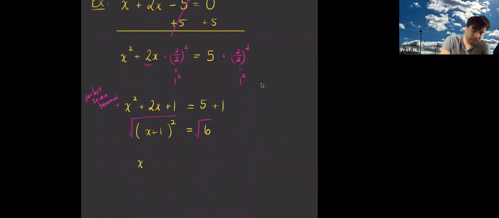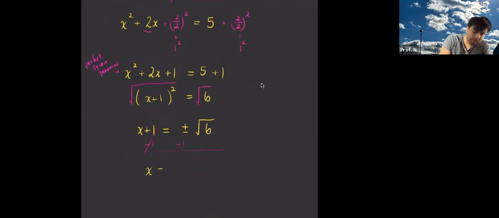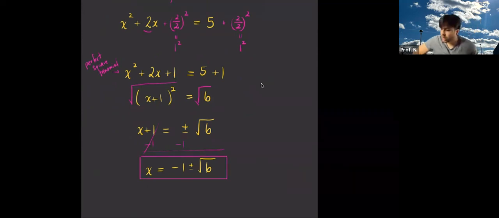From here, we take the square root on both sides, correct? We get x plus 1 equals plus or minus, don't forget the plus or minus, rad 6. Then we subtract 1 on both sides, and we get that x is equal to negative 1 plus or minus rad 6. And there we go, we're done. We're finito with the equation. We solved for x. Awesome. Fantastic. Great.